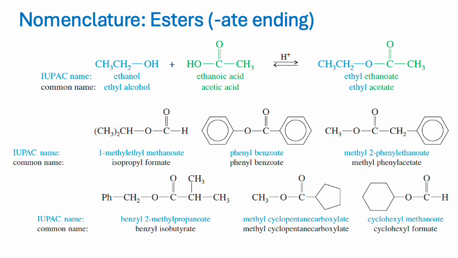Okay, so let's look at the nomenclature for some of these functional groups. We'll start with esters. We can imagine that esters are synthesized from an alcohol and a carboxylic acid. And so it's helpful to think of an ester as being composed of two halves like this, because that's the way the IUPAC naming works.